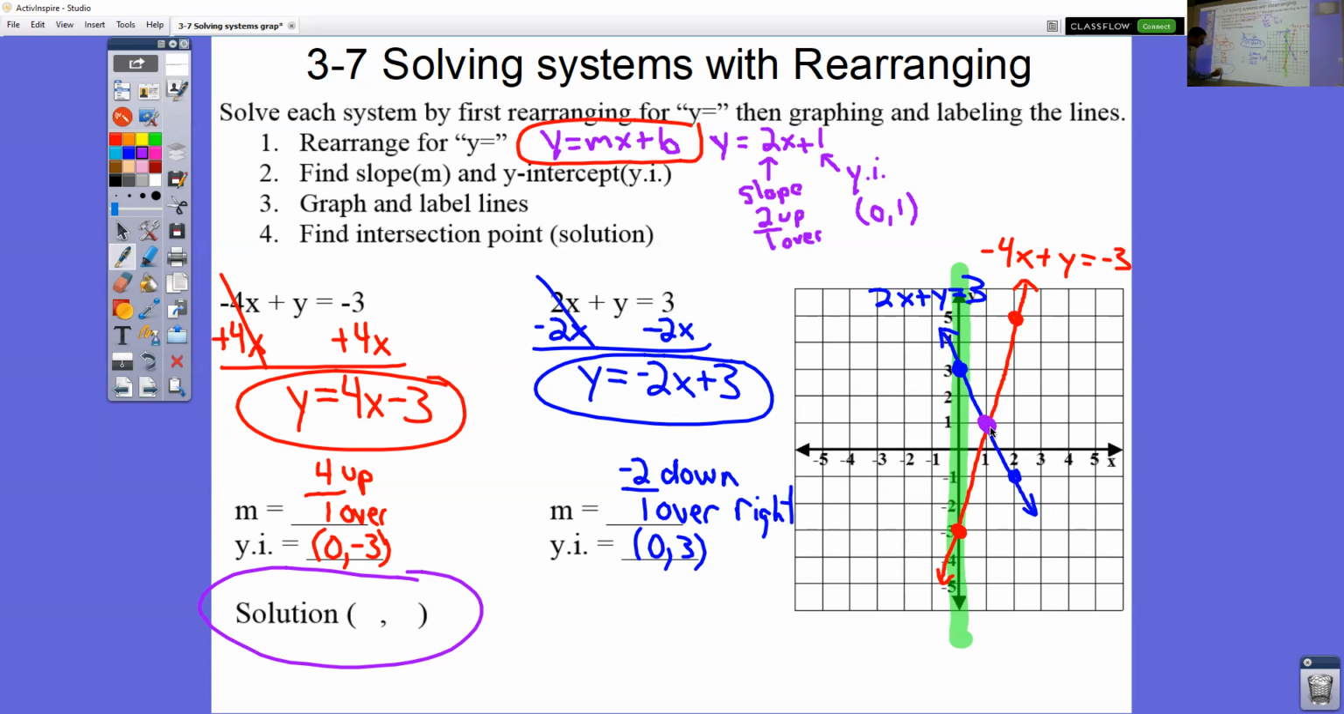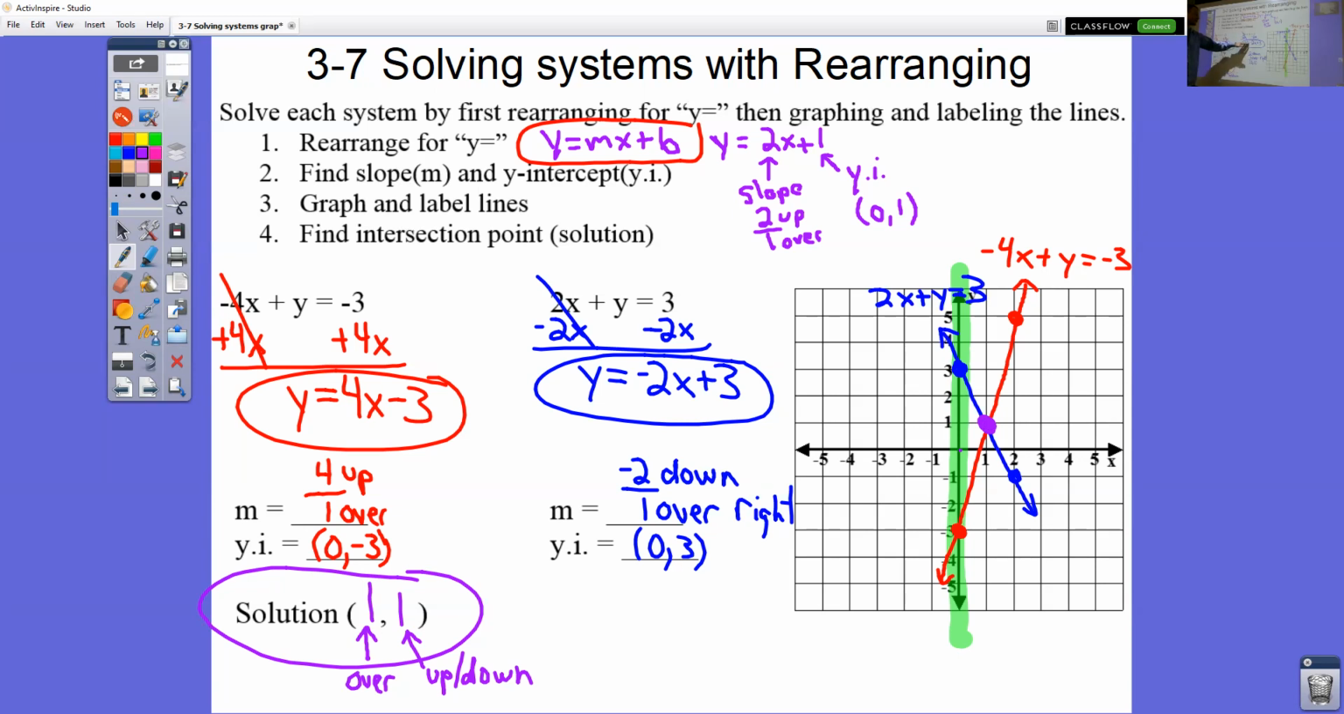Remember, when you go to do your intersection point here where the two lines cross, your solution, your first number inside your parentheses is how many you go over. Your second number is how many you go up or down. So where is this purple dot? Well, starting in the middle at 0, 0, right there, we have to go over to 1, up to 1. So our solution is 1, comma 1.